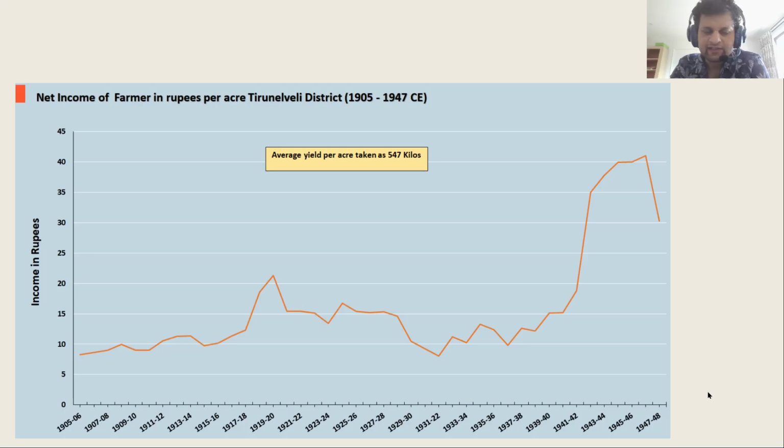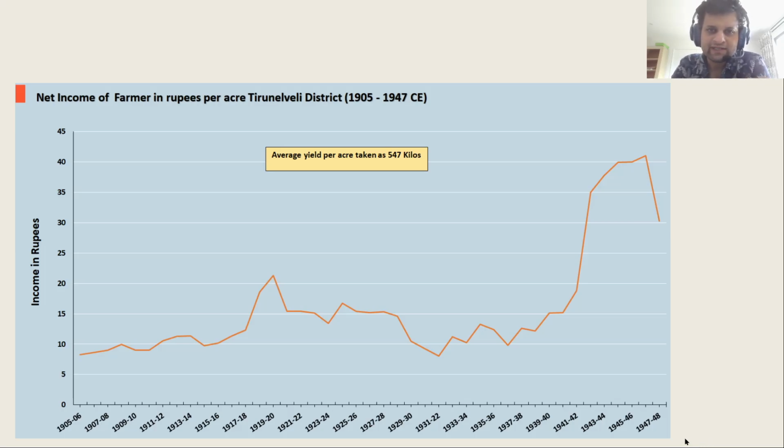Now you have to account for, I forgot the word, I had a blank moment. You have to account for inflation. So the rupee value in the 1800s was very different from the rupee value in the 1900s. So you have to account for that. So on paper it looks like the farmer's income went up and he was earning very well, but in real terms the effect wasn't that great.